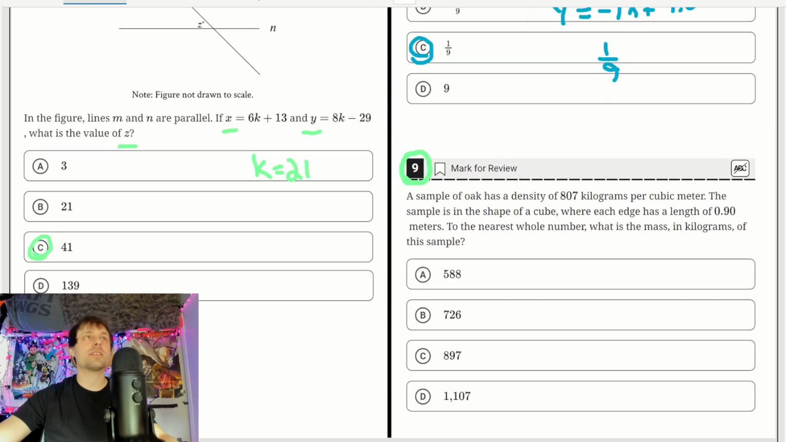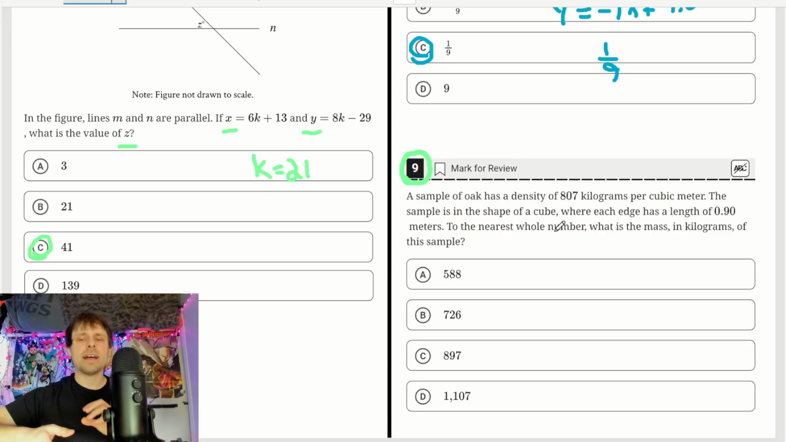Looking at number 9, this one's highlighted, so it's going to be a little bit more interesting. A sample of oak has a density. Remember, we don't need to know any equations for this. They have to give it to us. So as I'm reading these more complicated ones, I'm transcribing it. I'm translating it as I read. So we have, it has a density of.